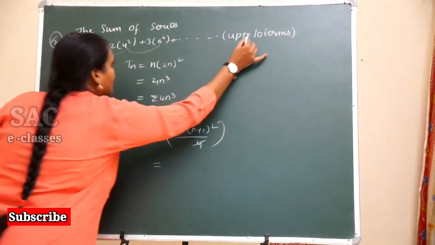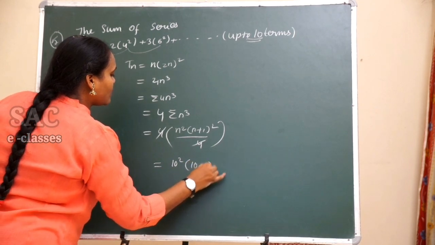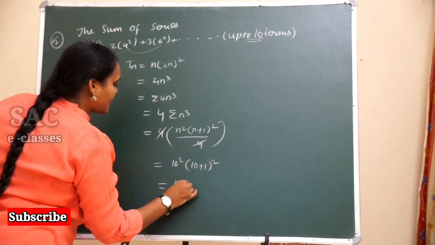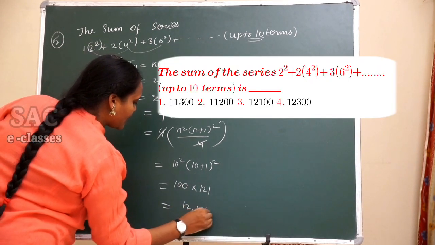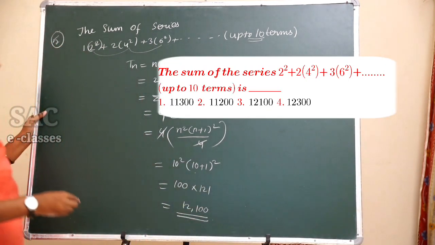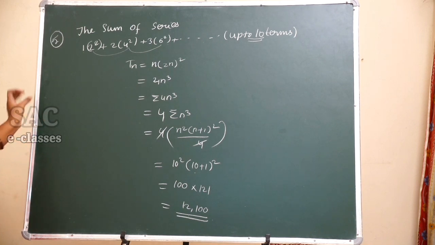Simplified. You need the 10 terms. So 10 square into 10 plus 1 whole square. 10 square means 100 into 11 square is 121, so 12,100 will be the final answer. This was given in the 2013 online exam.